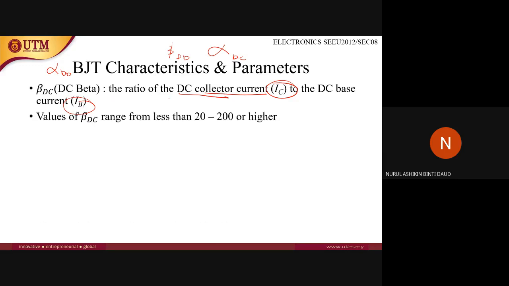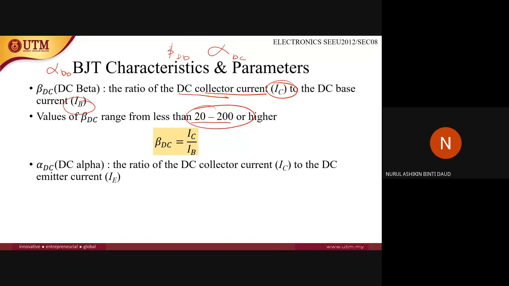The value of beta DC ranges from less than 20 to 200 or higher, usually around this value. This is IC over IB, the current from the collector divided by the current from the base. Then alpha DC is the ratio of the DC collector current to the DC emitter current. So this is the DC collector and also emitter current.